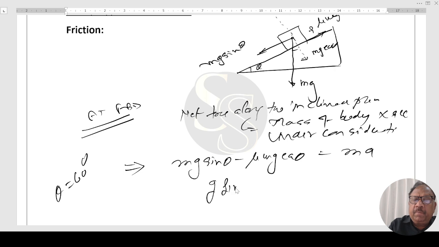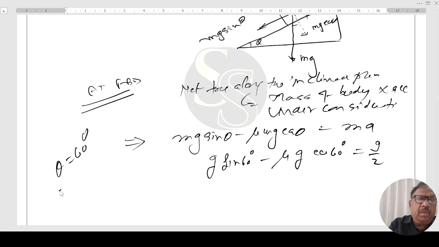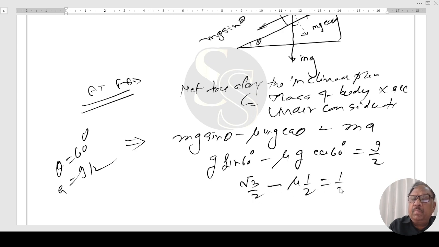Sin 60 degree minus mu g cos 60 degree equal to a. Acceleration is g by 2, a is g by 2. g cancels. Root 3 by 2 minus mu times 1 by 2 equals 1 by 2.